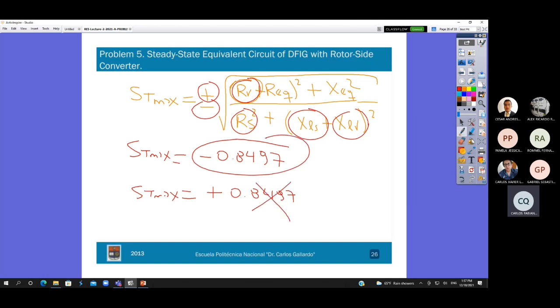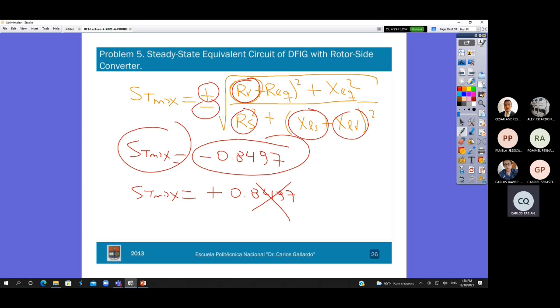Okay, so what is the reason the plus maximum slip is omitted? Because of the supersynchronous mode of operation. Do you remember from the slip torque characteristic that for the supersynchronous mode of operation, the slip was negative? That is the reason I omitted this value.